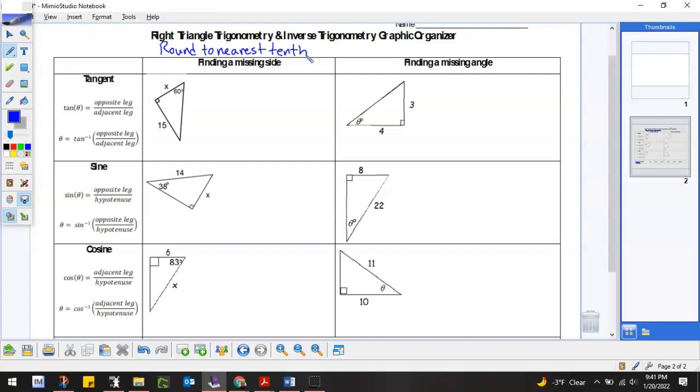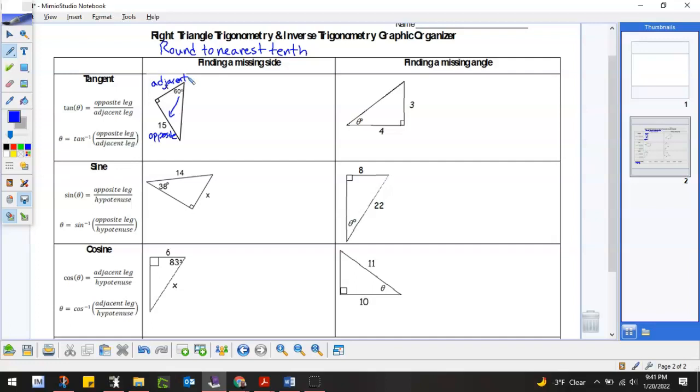So the first one is the tangent equation. We know it's tangent because we have the side opposite of the angle. Here's the opposite side. And we are trying to find the adjacent side. Adjacent just means it's next to the angle. The other side next to the angle is the hypotenuse, right? And that has its own special name. So with tangent, we're going to go ahead and set up this equation.